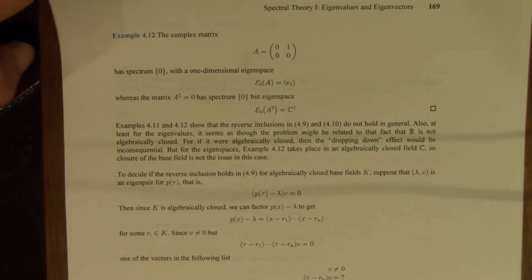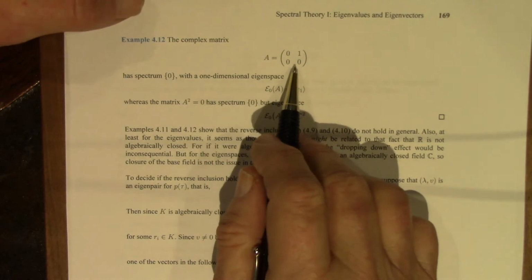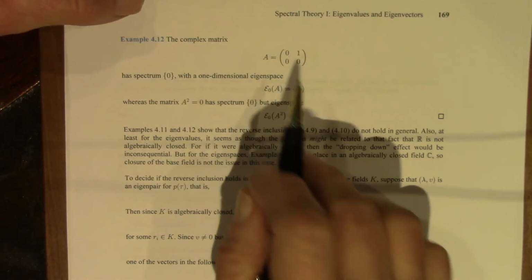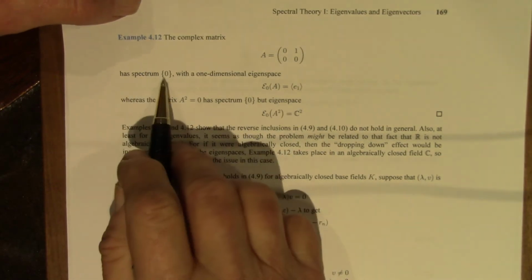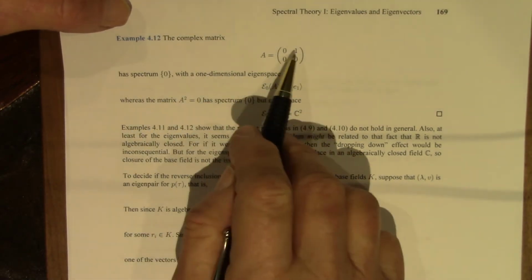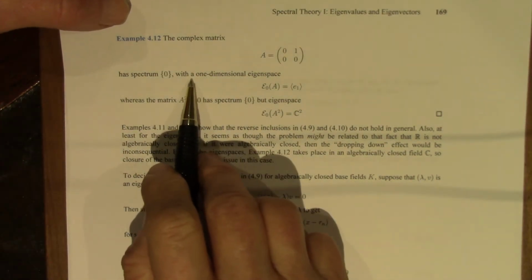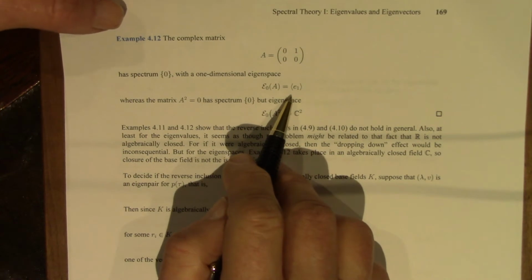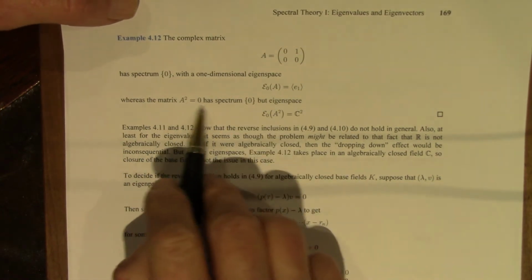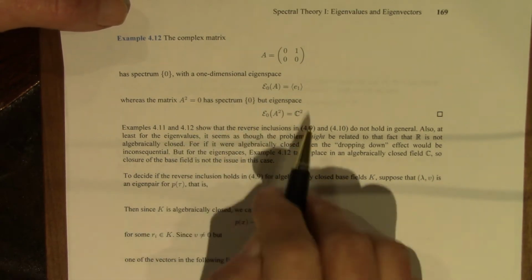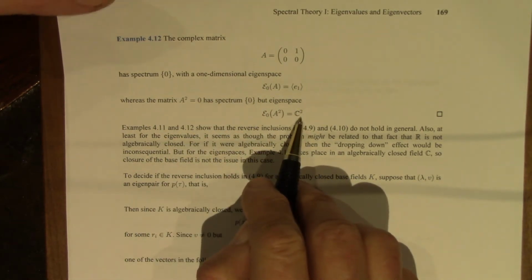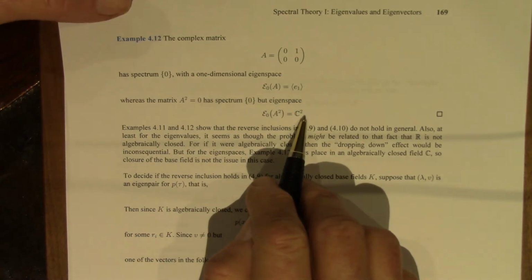As to eigenvectors, here's a small complex matrix. Its spectrum contains only the 0 eigenvalue. It's 0's on the main diagonal, and the eigenspace is one-dimensional. But A squared is the 0 matrix. Its eigenspace is all of C squared. So that's clearly a strict inclusion as well. So the reverse inclusions in both cases are not going to hold in general.